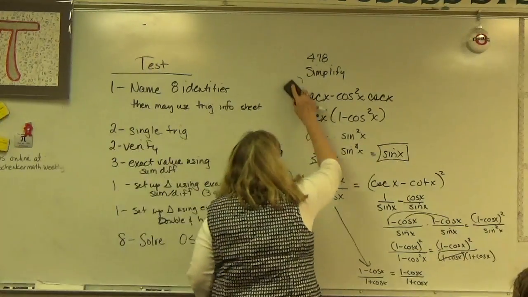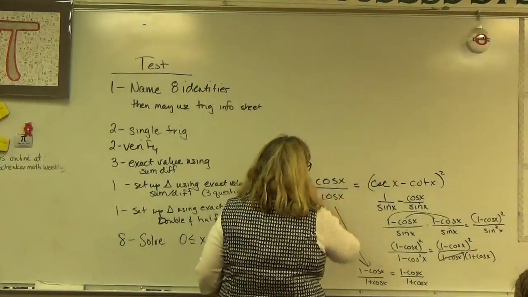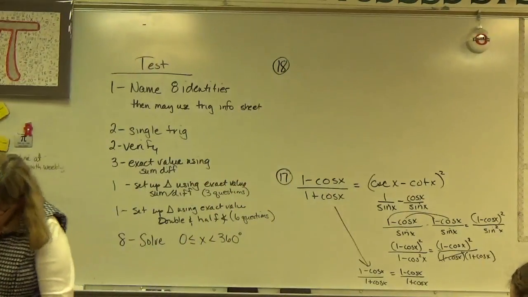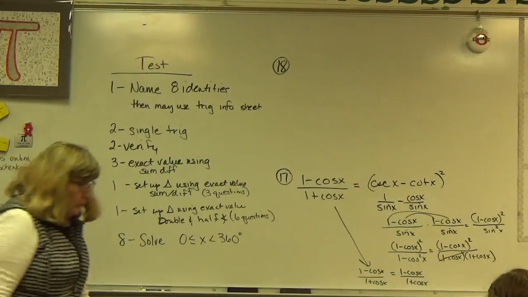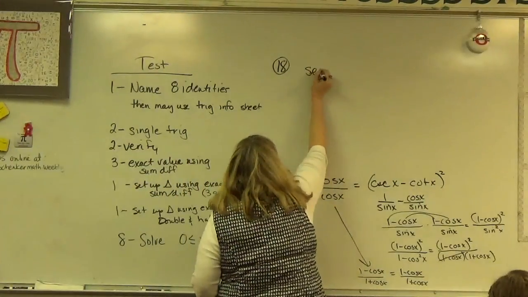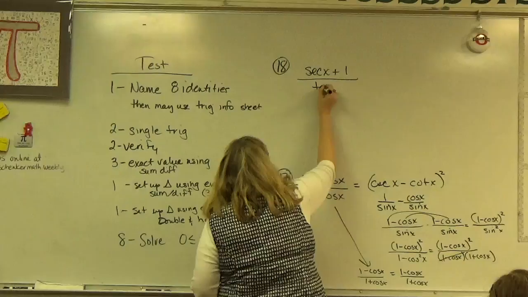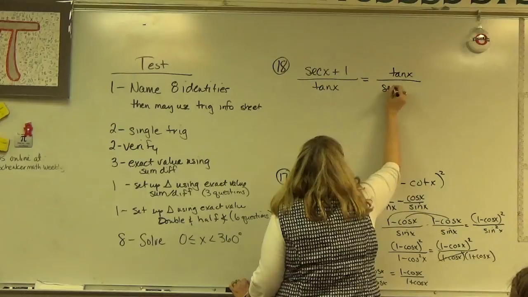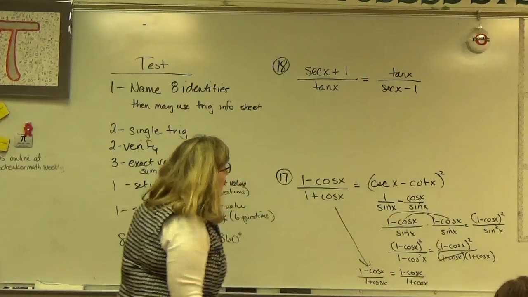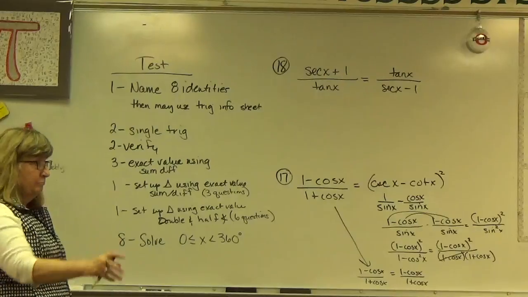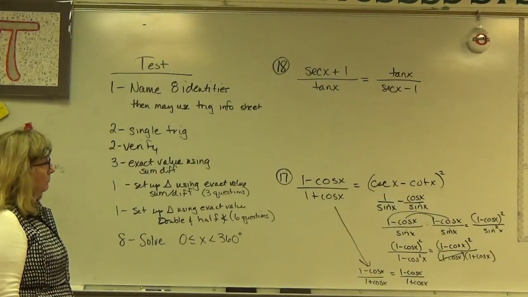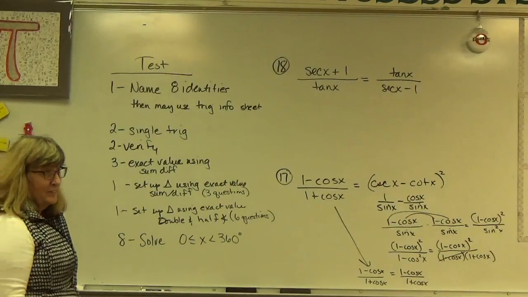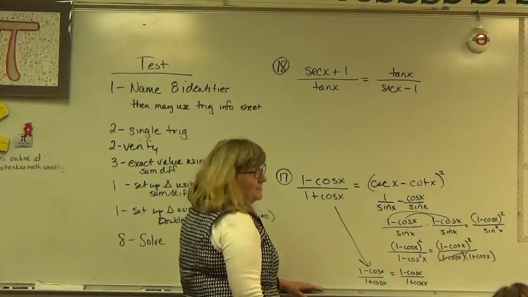I'll move 18 up here. So while you're getting that one, 18 is (secant plus 1) over tangent of x, which equals tangent of x over secant of x. Make sure I pay attention, we're only trying to make it look like the other side. Although I see something I could do to make it easy.